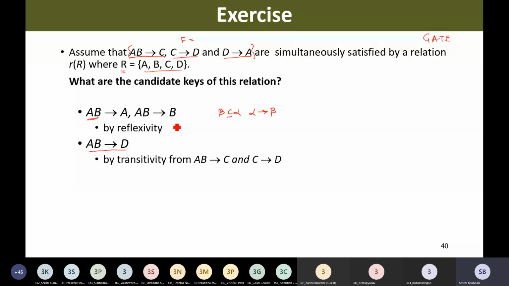By reflexivity rule, I am having AB to A, AB to B. By transitivity rule, on A to C and C to D, both are given in our F, we may come up with AB to D. AB to C is already given. So AB is determining A, AB is determining B, AB is determining C, and AB is determining D. So AB is determining all four attributes in my relation R.